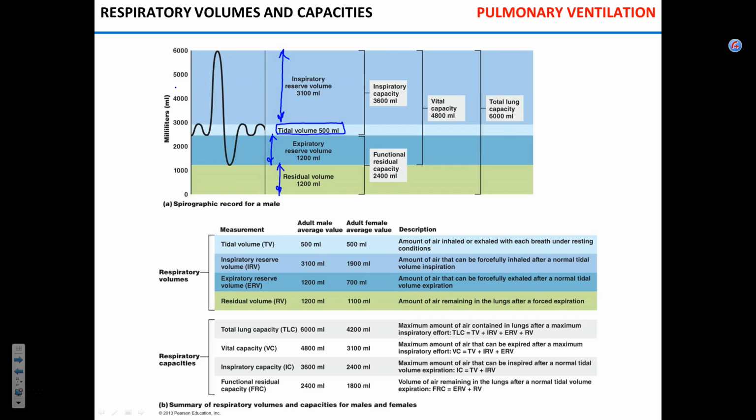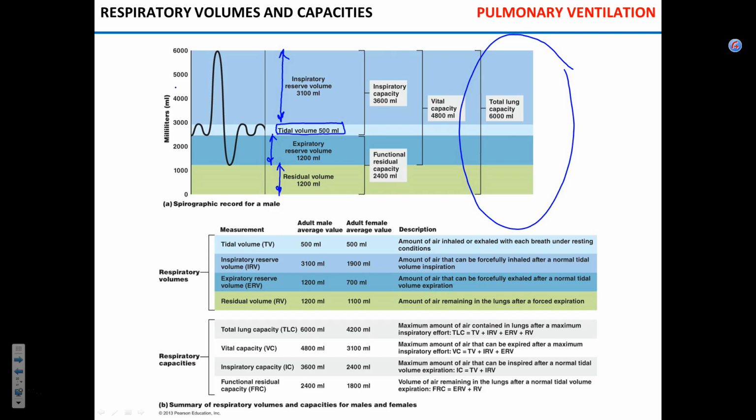So those are 4 lung volumes that you must know. Now what about capacities? A few of them are really simple. First is total lung capacity. I don't think I need to explain what it is. Right? Total lung capacity. That's the total volume of your lung. Clear?